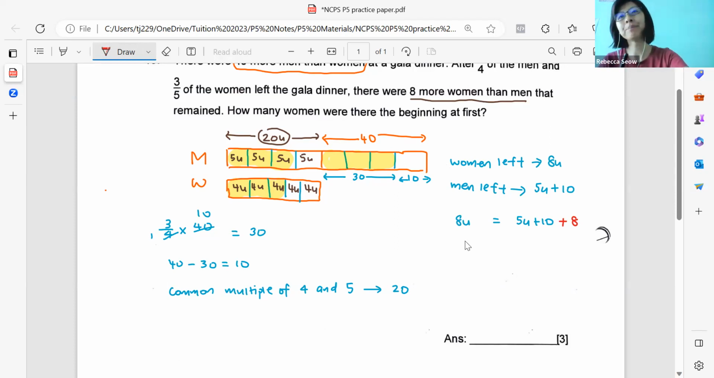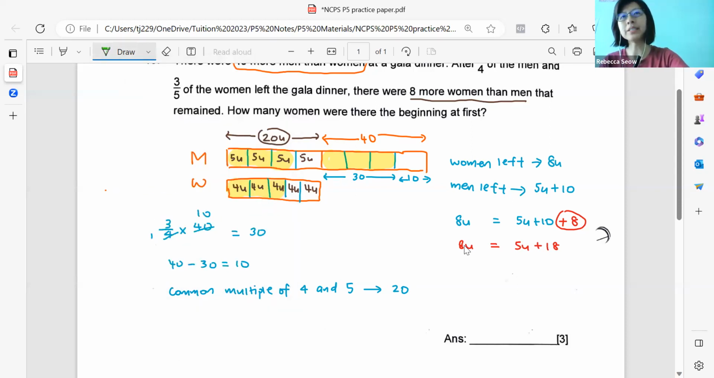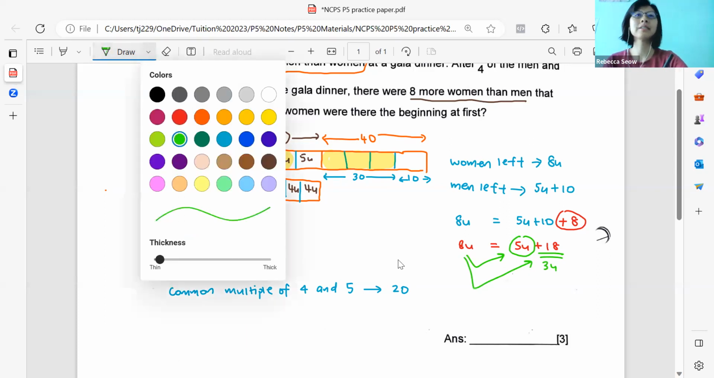Now from here, let's move on to the next line. And what I'm going to do is I'm going to add 10 and 8. So that would make 5 units plus 18. Okay, now let's see from this point of view, 8 units is equals to 5 units plus how many units? 3 units, right? So we could say that 18 is actually 3 units.